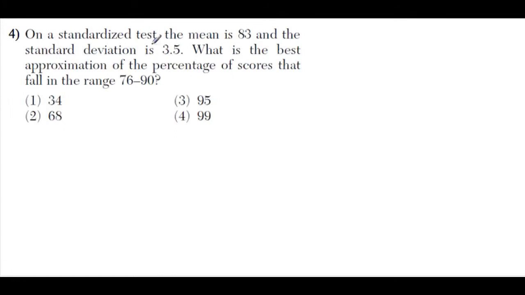Number 4, on a standardized test, the mean was 83 and standard deviation was 3.5. So that means what is 76? In fact, what you can do is 76 minus 83. And then when we divide by the standard deviation 3.5, then this will tell us how many standard deviations we are away from the mean. This is also called a z-score. So when you subtract it, then we get negative 7 over 3.5, which is equal to negative 2.